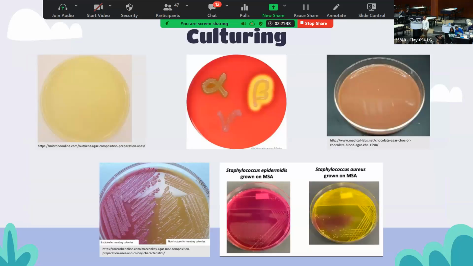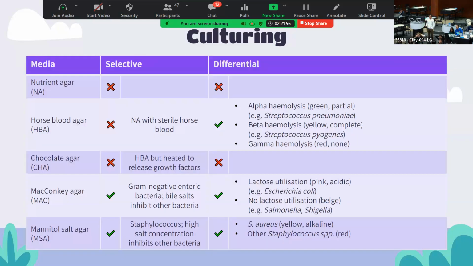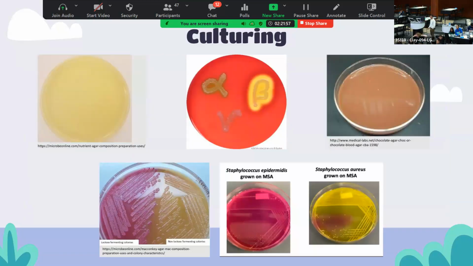And then you can see images of these. Top left one, I'll go left to right, top to bottom. So nutrient agar, horse blood agar, chocolate agar, which is basically a heated up version of horse blood agar. Then you've got the MacConkey one. And then you've got the, what's the name of it? Golden staph one, mannitol salt agar.